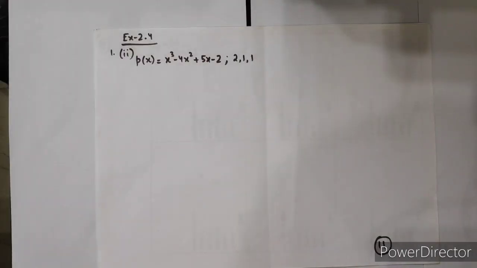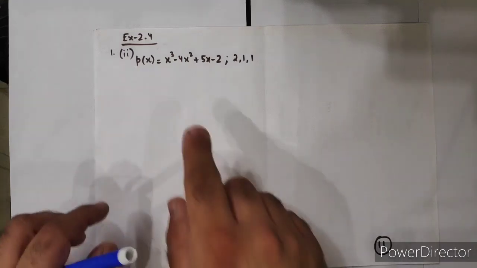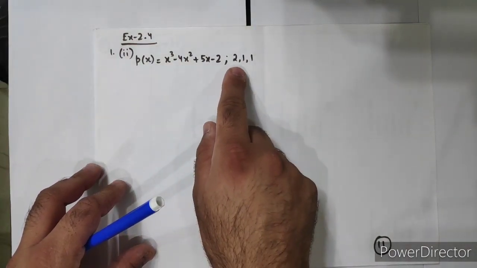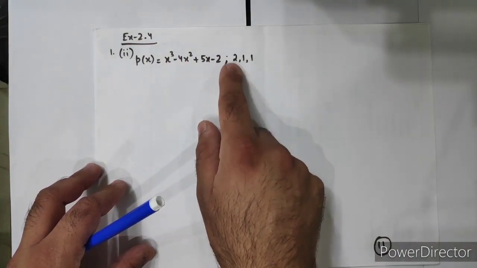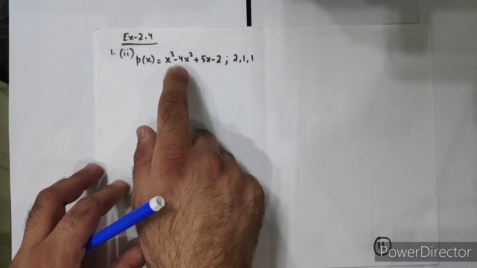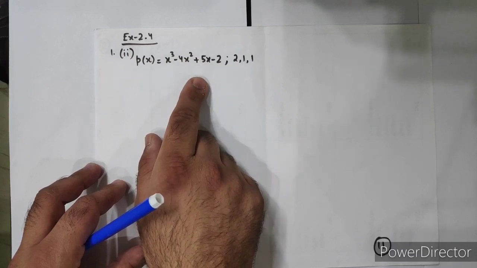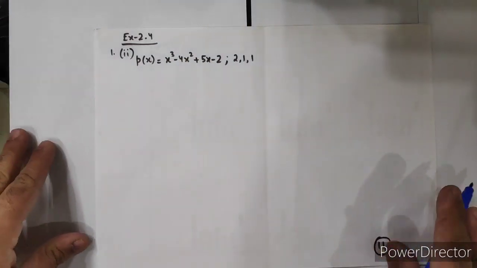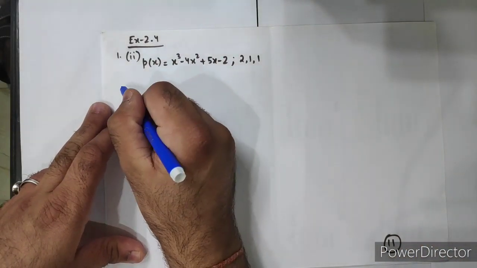Let us start with exercise 2.4 now. The first question says: verify that the numbers given alongside the cubic polynomials below are their zeros. Also verify the relationship between the zeros and the coefficients in each case. So a cubic polynomial is given and three numbers are given. We need to verify that these numbers are actually the zeros of this polynomial, and after that verify the relationship. So let us start with verifying the zeros.